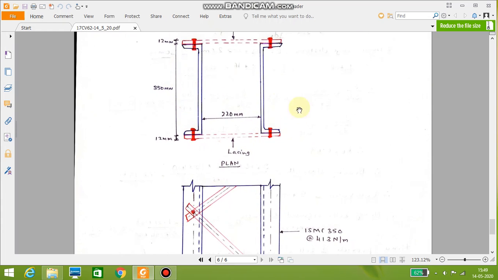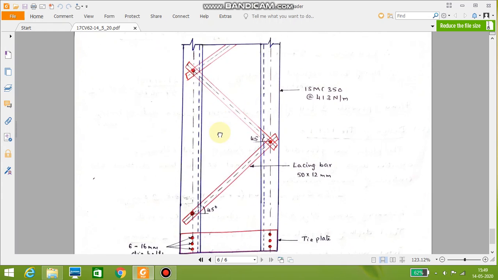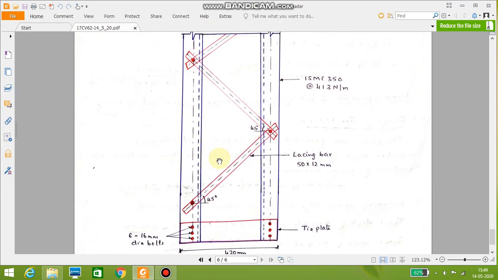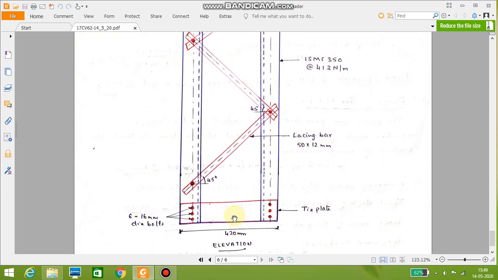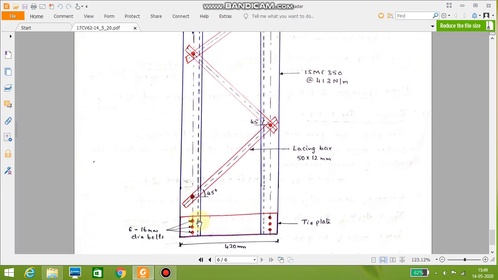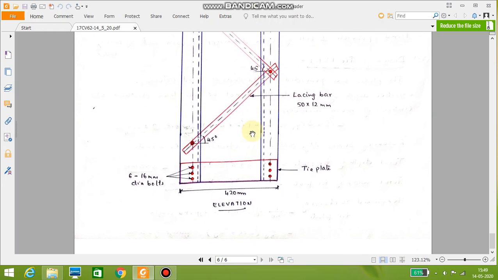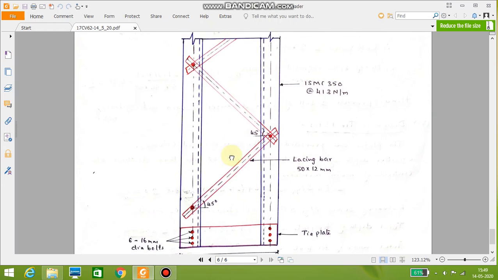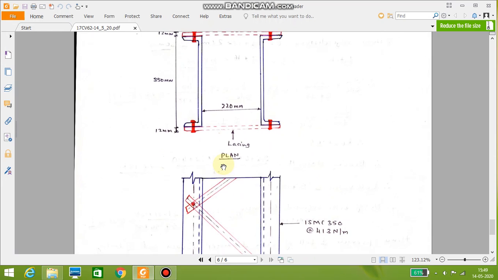This is how the plan looks like. Here we have two channel sections. These are two bolts, and these are the bolts, and these are the lacings. So this is how we can look in the case of elevation. Here you can see the tie plate, and this is nothing but the lacings. So the tie plates, totally we have 6 bolts provided, 6 of 16 mm. Here I have 1 bolt and here also at the end I have another bolt for lacing. This is how you can do the design of laced columns.